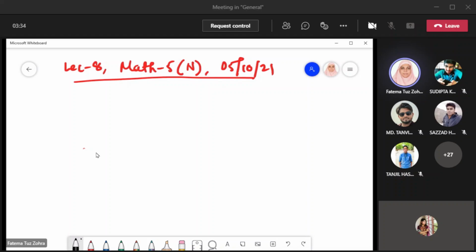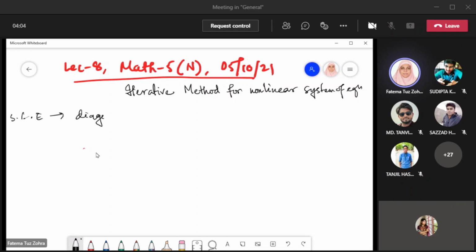So our next method is the iterative method. Again, iterative method, but this method is for a nonlinear system of equations. So first of all, we have a linear system of equations. For a system of linear equations, the iterative method says that it should be diagonally dominant. Isn't it? Yes, ma'am. Diagonally dominant.